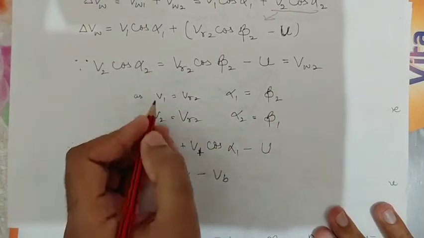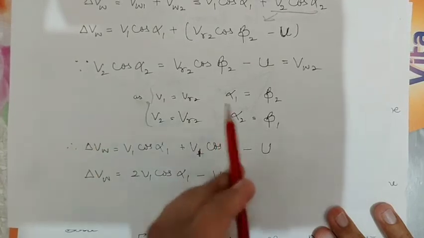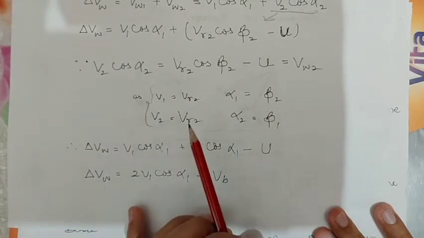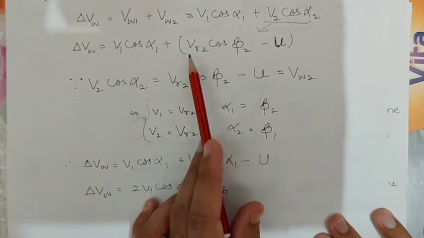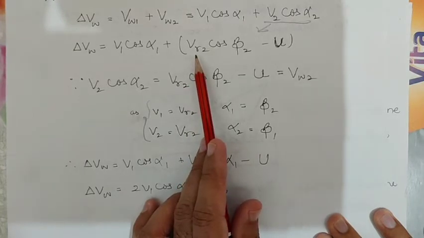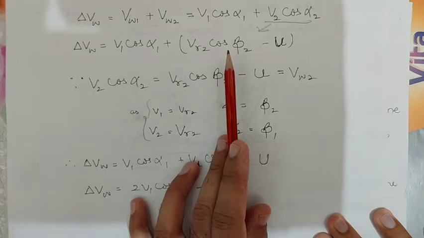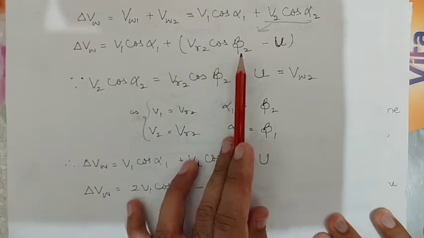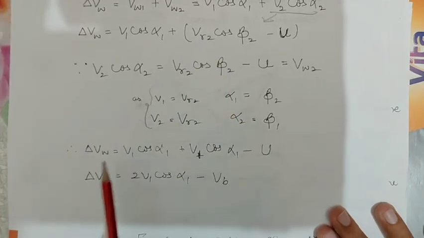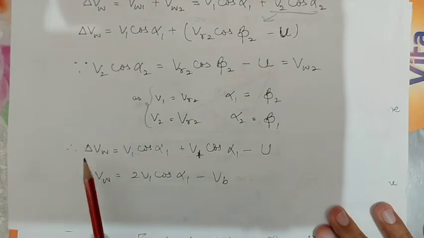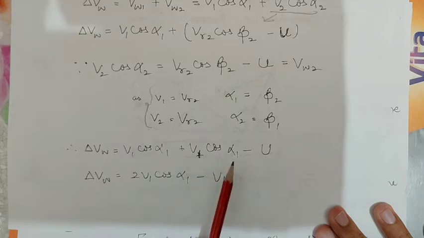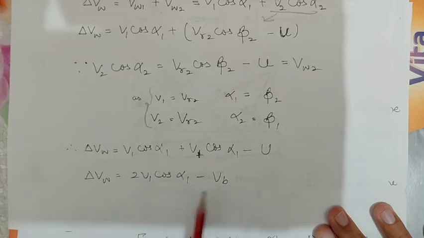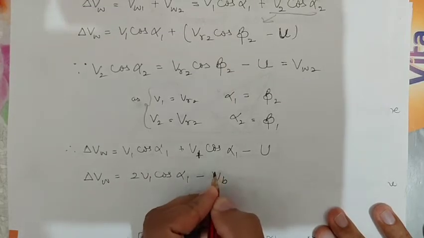And we know the conditions of the Parsons turbine. Now putting the value of VR2 equal to V1, and beta 2 equal to alpha 1, it can be written as delta VW is equal to V1 cos alpha 1 plus V1 cos alpha 1 minus U, and that will be delta VW is equal to 2 V1 cos alpha 1 minus U.